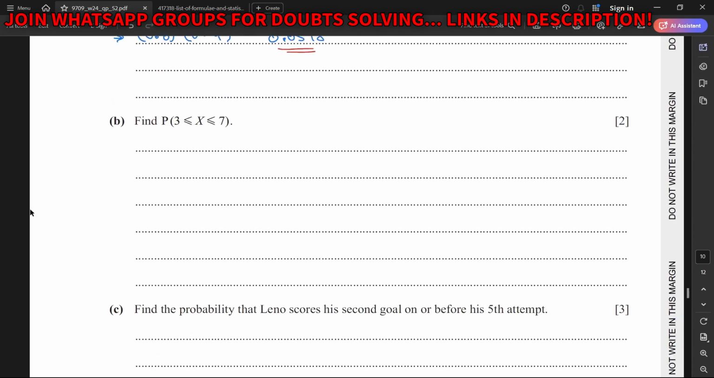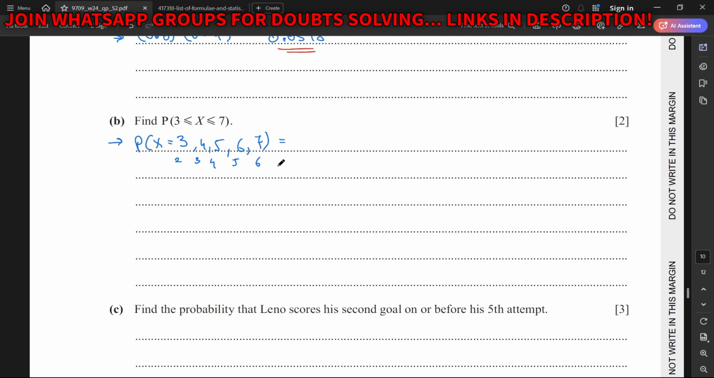In the second part, we are asked to find the probability that Leno took either 3 attempts or 4 or 5 or 6 or 7 attempts. What is the probability of all of this? So I can state that this is simply probability of x is equal to 3 or 4 or 5 or 6 or 7, and this is equal to, if I was taking 3 attempts to score a goal, that means there are 2 failures and then a goal. Over here, there are 3 failures and then a goal. Over here, 4 failures then a goal, 5 failures then a goal, and over here, 6 failures then a goal.